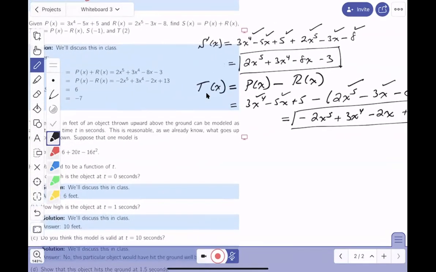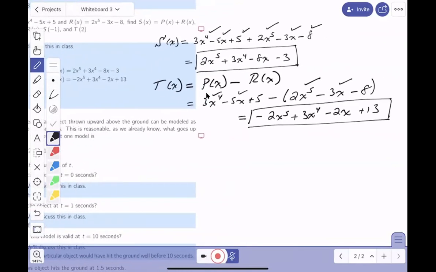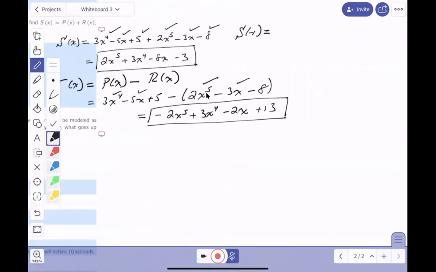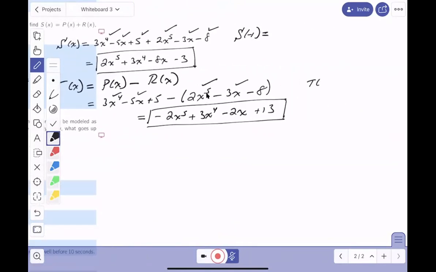They want to do S of minus 1. I'll write this on the side for you. And they want me to do T of 2. All right, what do we do? Parenthesize the variable and plug the value in, which is minus 1. What do we get here?